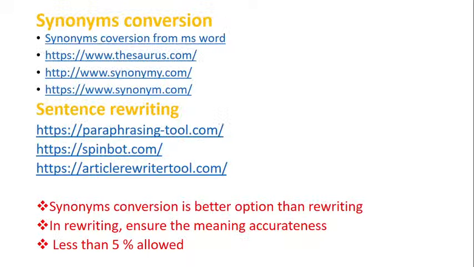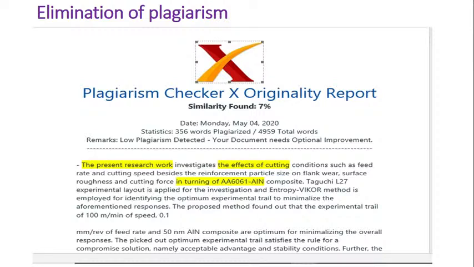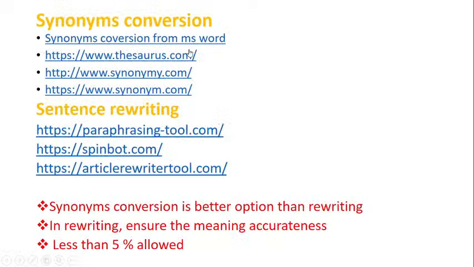For removing plagiarism, somebody will go for sentence rewriting. Sentence rewriting, 90% of the time, will not give accurate information. That means your expectation is in one direction, but finally after rewriting, if you look at the meaning, it will be changed. So ensuring the meaning accuracy is important. So I prefer synonym conversion. Whatever word is getting plagiarized, I will put an alternate word or synonym, so that it is easy.